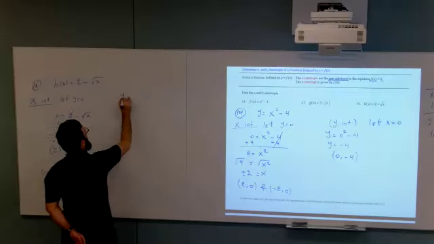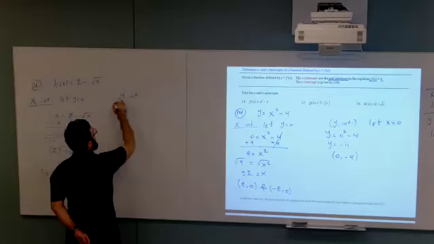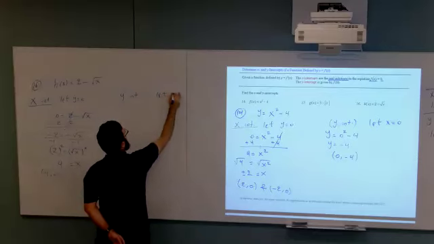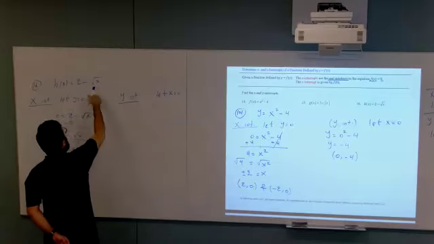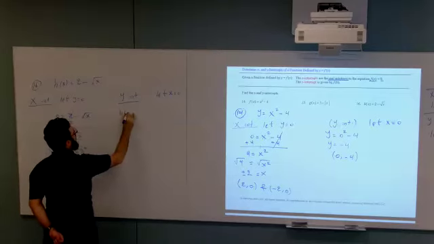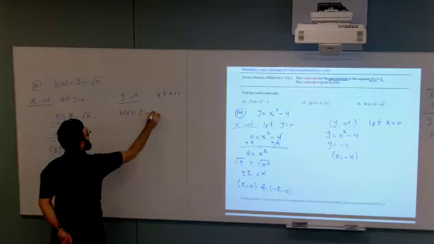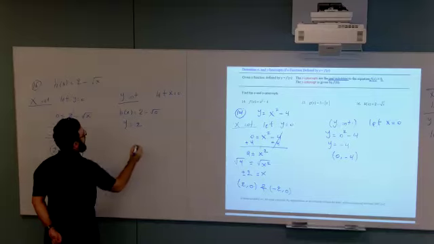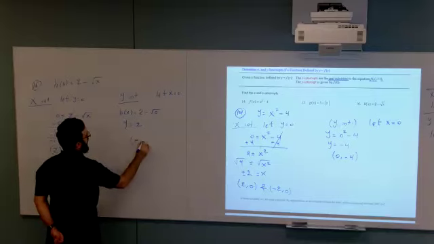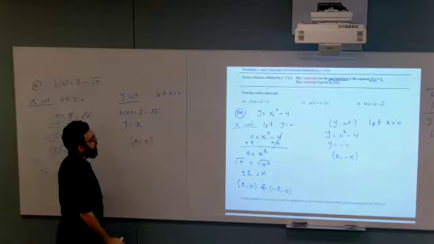Now to find the y-intercept, let x equal 0. That means h of x equals 2 minus square root of 0. So y is going to be equal to 2. It's going to be 0 and 2.